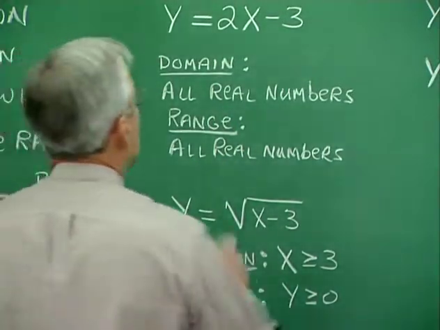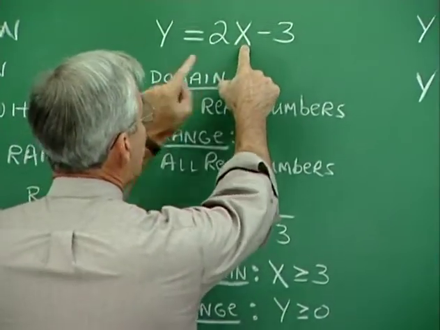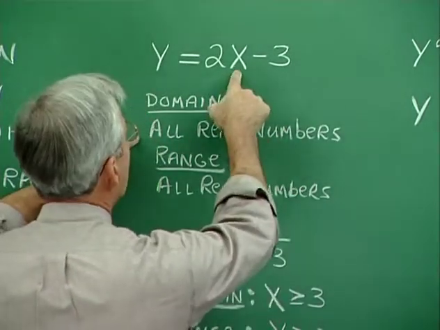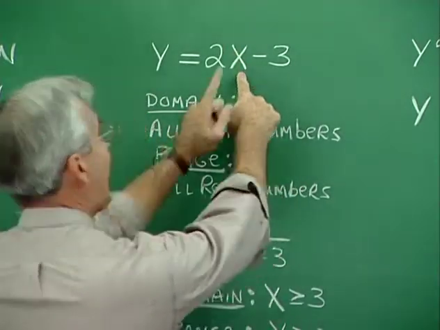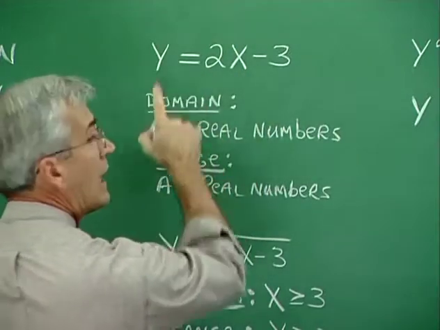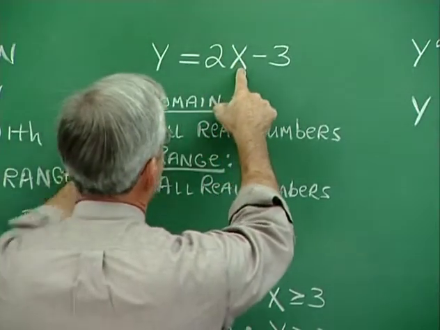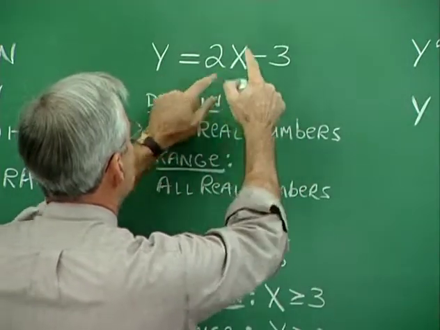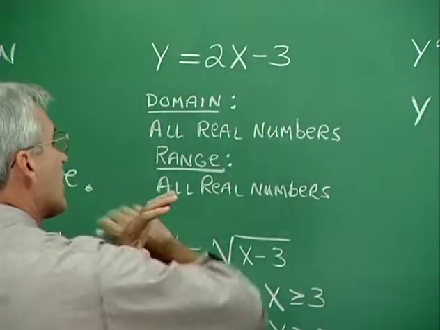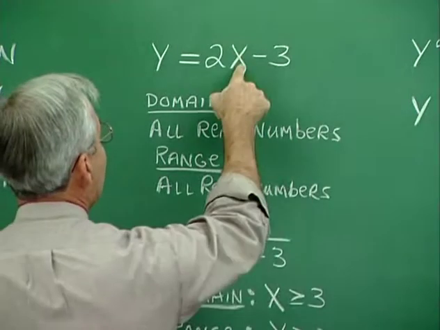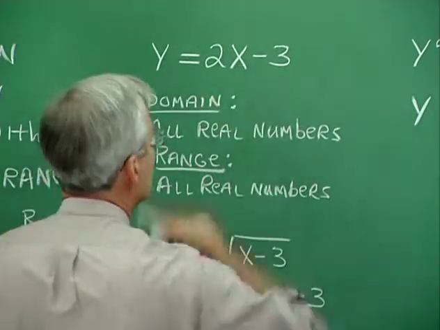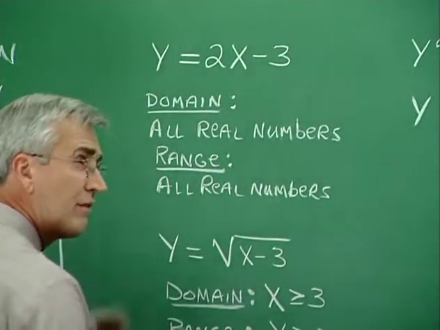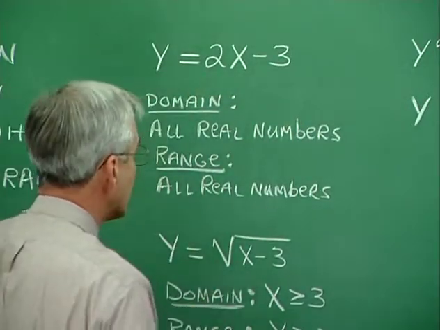Well, let's see. Is it the case that for every single x that we choose in this group of numbers for the domain, we get exactly one value of y? That is, if x is replaced with 10, we would have 2 times 10, 20. 20 minus 3, 17. So y is 17 when x is 10. Is there any circumstance where we would have an x replacement here and 2 values of y? No! And therefore, this does represent the function idea. That is, y is a function of x.